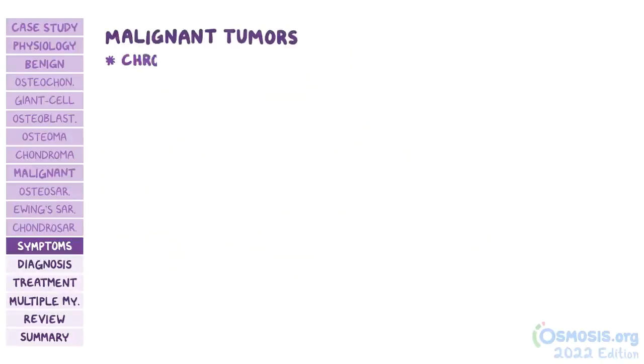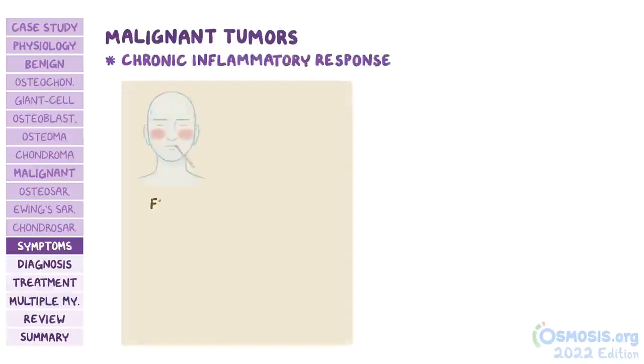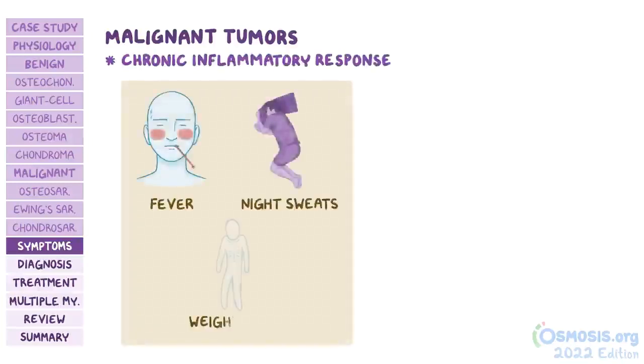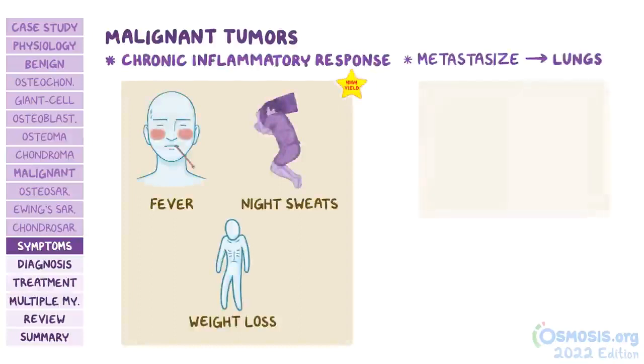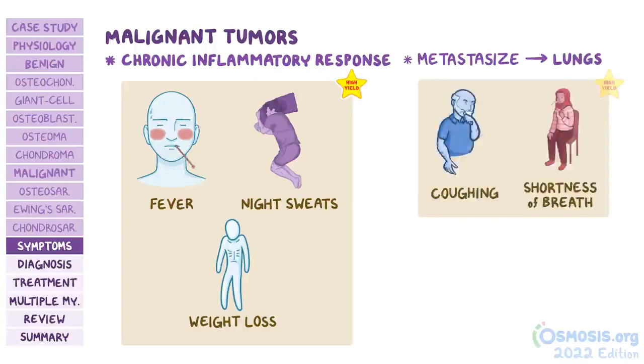Malignant tumors tend to cause a chronic inflammatory response, which leads to fever, night sweats, and weight loss. Bony tumors often metastasize to the lungs, so in that setting, there can be pulmonary symptoms like coughing and shortness of breath as well.